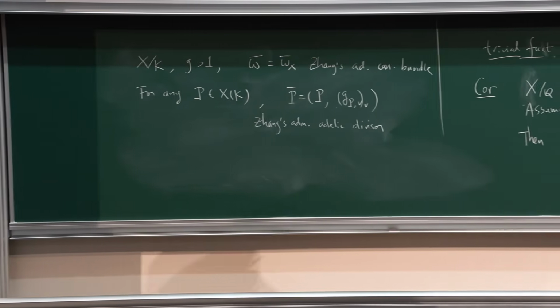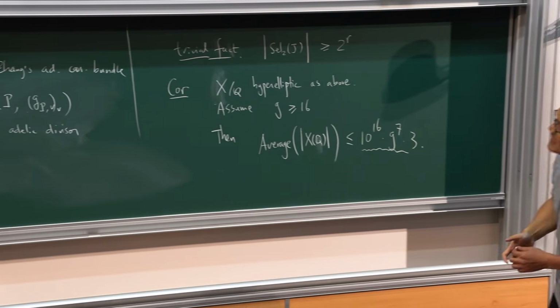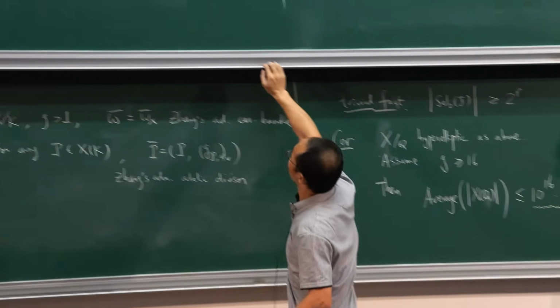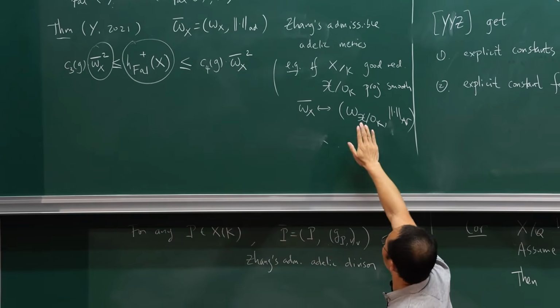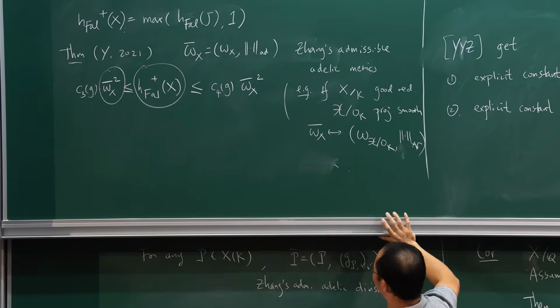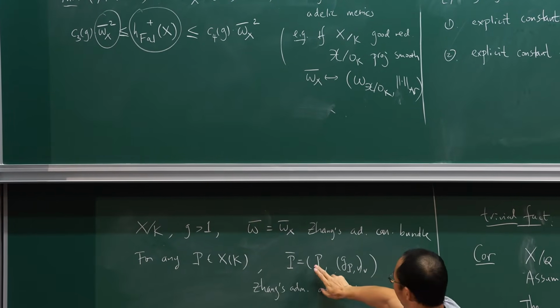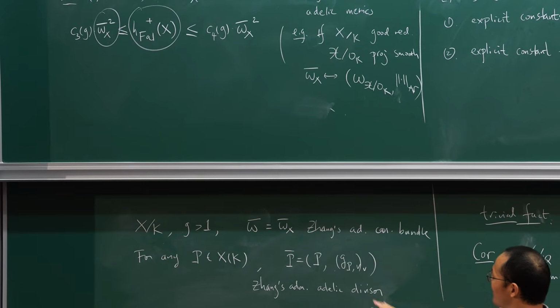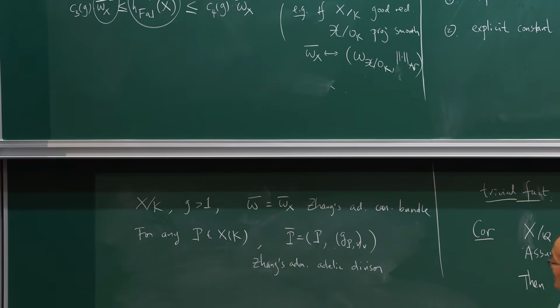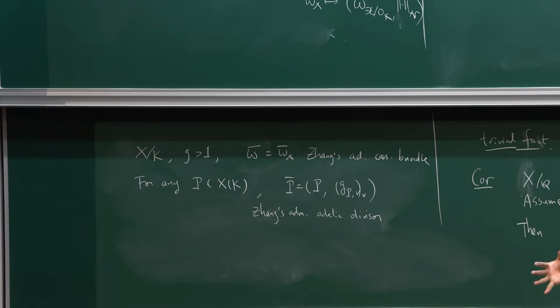Again, if you're not familiar with this, you just assume X has good reduction. And then if X has good reduction everywhere, then you have this omega bar, and this one you just take the Zariski closure. And then you only need to take the Arakelov Green function at Archimedean places.